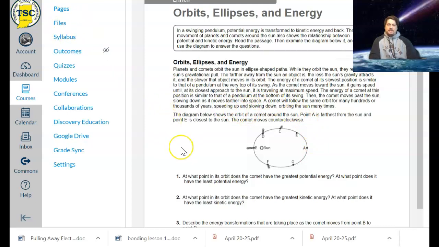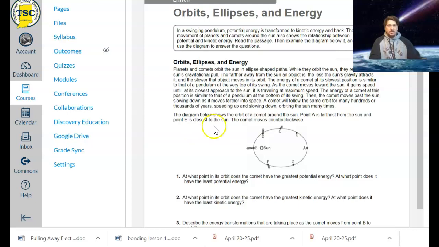So our first question is, at what point in its orbit does the comet have the greatest potential energy? And the second part, at what point does it have the least potential energy? Gravitational potential energy: remember that if we have a book and we lift it high above our head, further from the source of gravity, the higher we lift it, the more potential energy it has. Using that knowledge, at what point does this comet have the greatest potential energy? And then the opposite, where does it have the least?